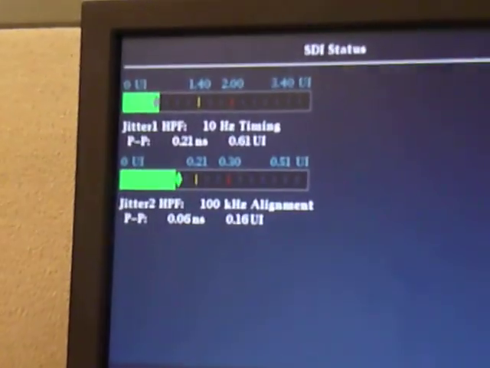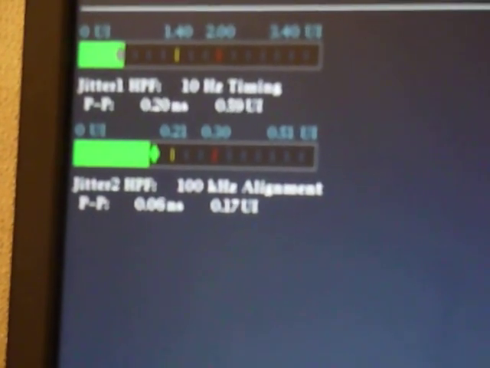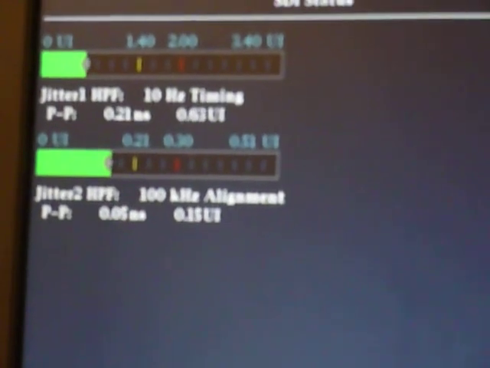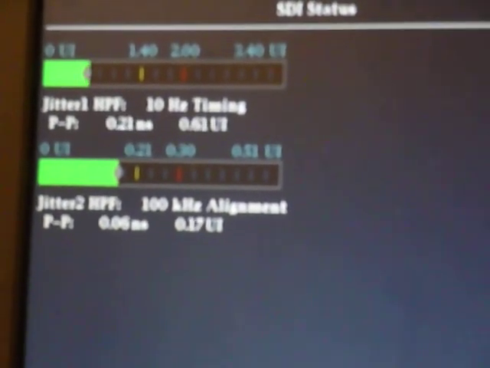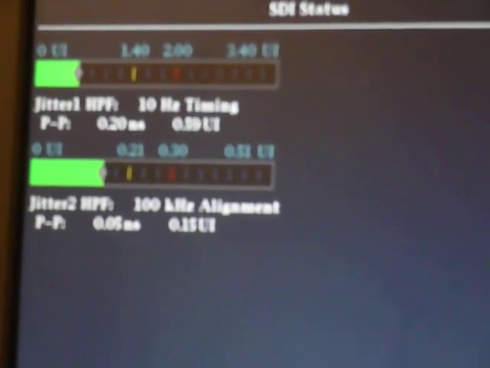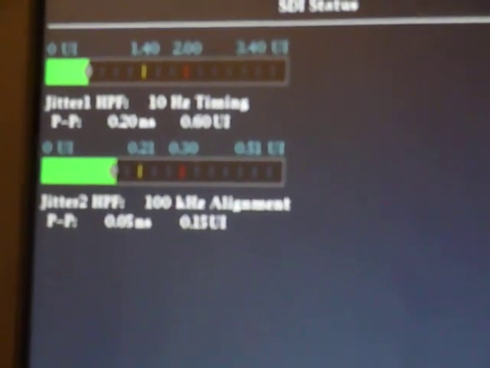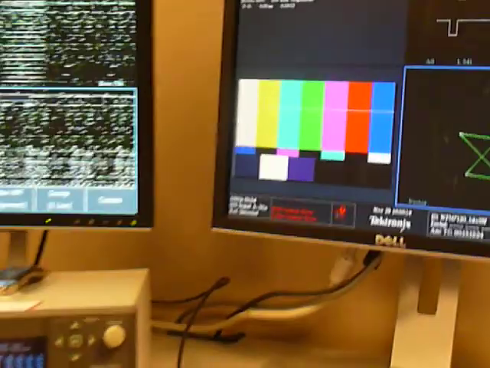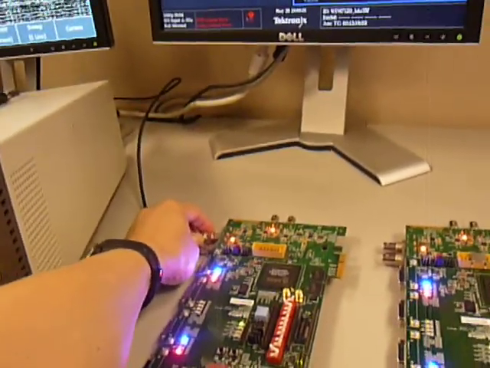59.94. And for the 3G jitter, you can see here, we have alignment jitter 0.15, 0.16, and timing jitter is 0.62, 0.6. It's jumping around, but around 0.6 something. Okay, this is just one of the boards. We can disconnect this and then measure on the other board.